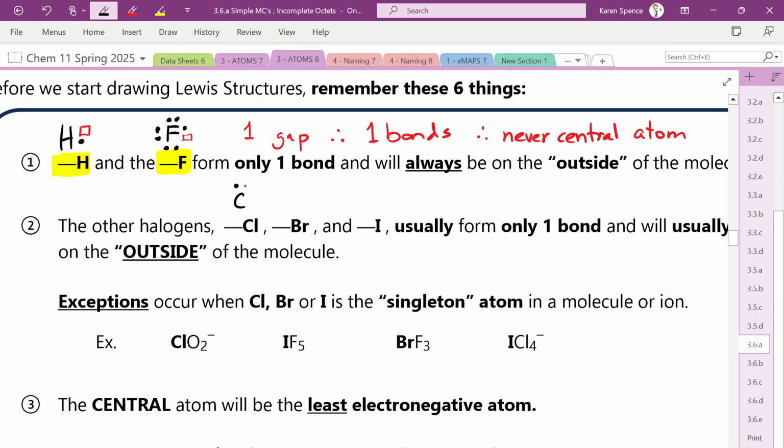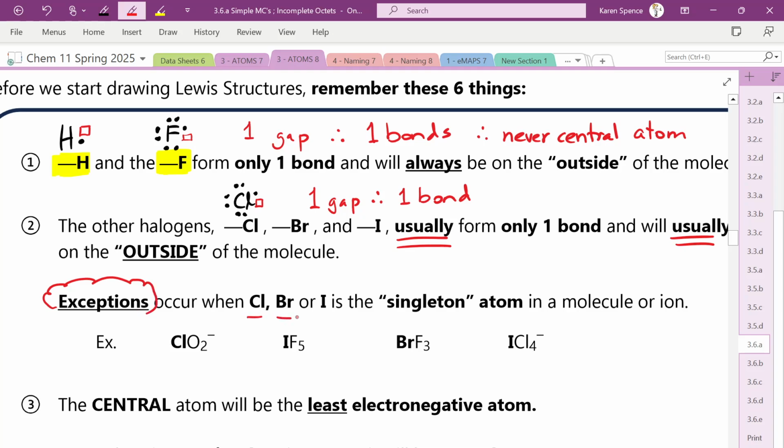The other halogens all have 7 electrons as well. Cl, 1, 2, 3, 4, 5, 6, 7. They also have one gap. Therefore, one bond. And so they usually form only one bond, and they will usually be on the outside of the molecule. They are normally not in the middle. There are some exceptions, but we won't find those for a little while yet. Those occur when Cl, Br, or I is the singleton atom.